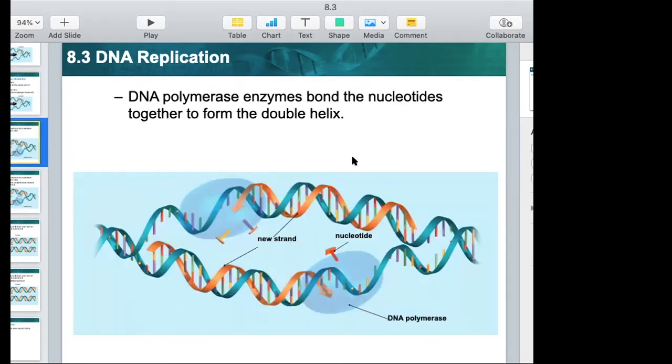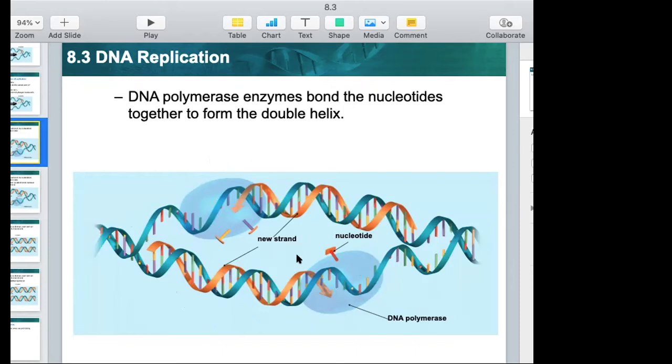DNA polymerase is an enzyme that bonds the nucleotides together to form a new double helix. As you can see right here, it looks like this blob. You can see it's building the gold strand, making the new DNA strand. And you see that there's two working at the same time. One is going to the right, one is going to the left.